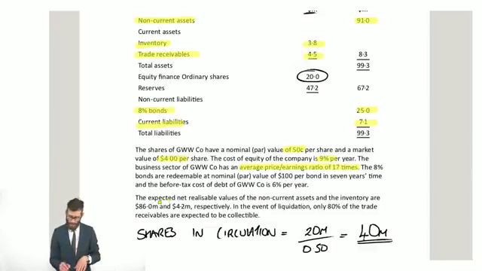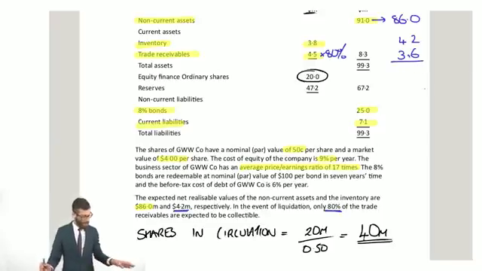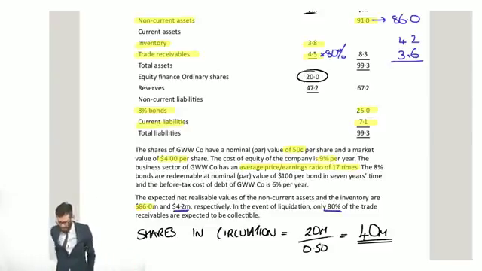And then I come down here and we can see the net realizable values of the non-current assets and the inventory are 86. So, if I may, that figure becomes 86. Inventory will be 4.2. And on liquidation, only 80% of trade receivables, so 80% of this figure gives us 3.6. Non-current assets plus current assets gives us a total of, please say I brought my calculator.